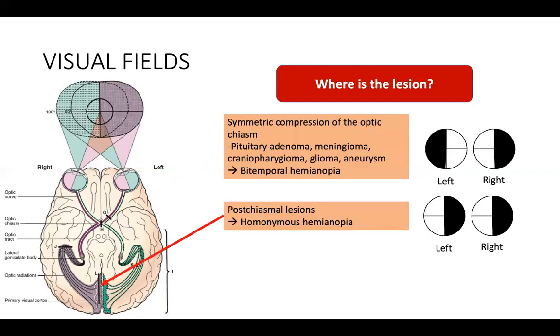It is difficult to localize a post-chiasmal lesion accurately because injury anywhere in the optic tract, lateral geniculate body, optic radiations, or visual cortex can produce a homonymous hemianopia, which is a temporal hemifield defect in the contralateral eye and the matching nasal hemifield defect in the ipsilateral eye.